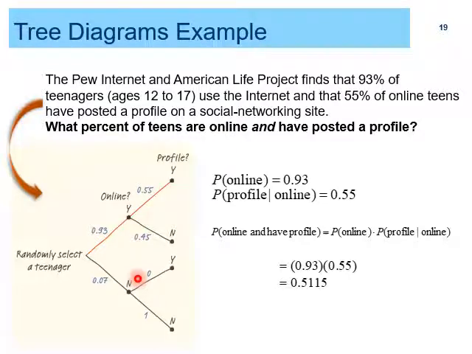Now we will see the question is asking what percent of teens are online and have posted a profile. So online and posted profile, what would it be? 0.93 multiplied by 0.55. What is the answer? 0.5115. I think now your concept is pretty clear from this example, but we will see one more example later.